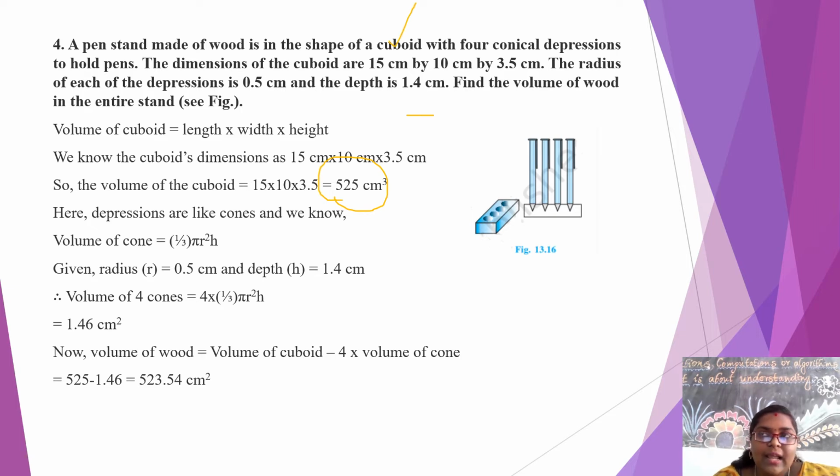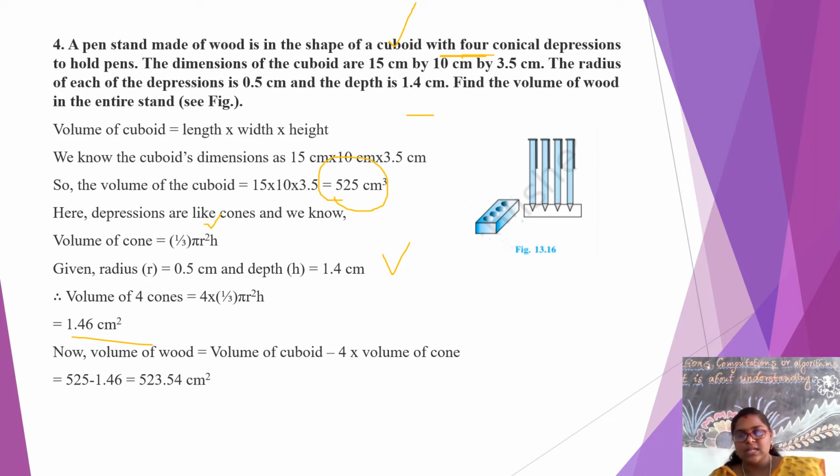Next, now they are having cones. How many cones are there? 1, 2, 3, 4 cones are there, because here they have mentioned 4 conical depressions. So 4 into the volume of the cone, which is 1 by 3 pi r square h. Radius they have given, what is the radius? 0.5. Depth means height only, 1.4. Substitute everything. We are getting 1.46 centimeters square.